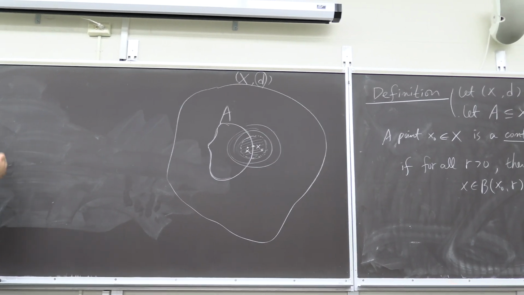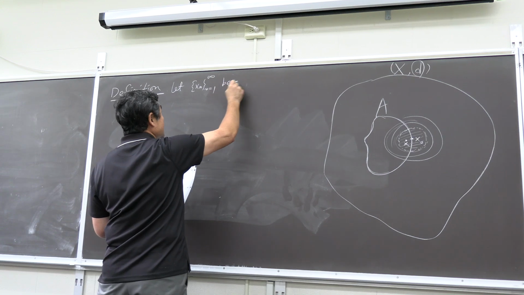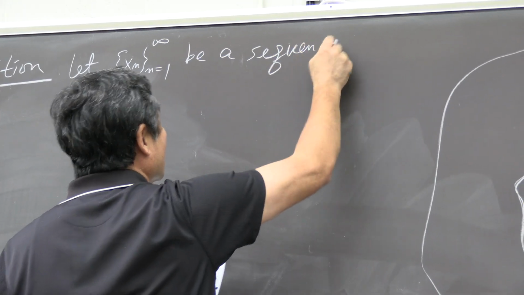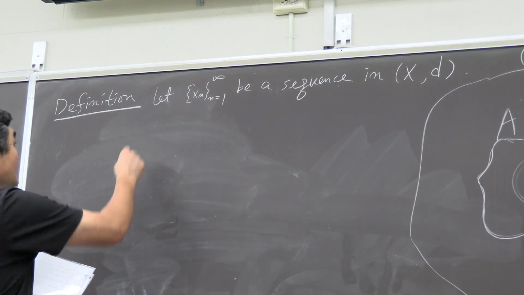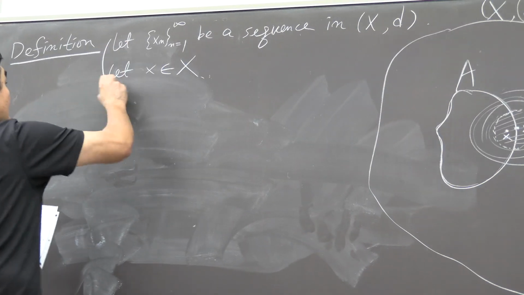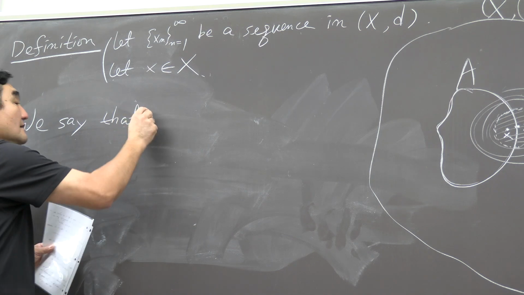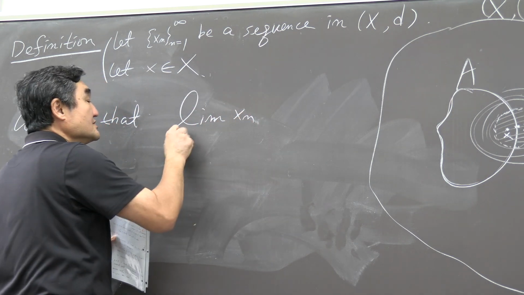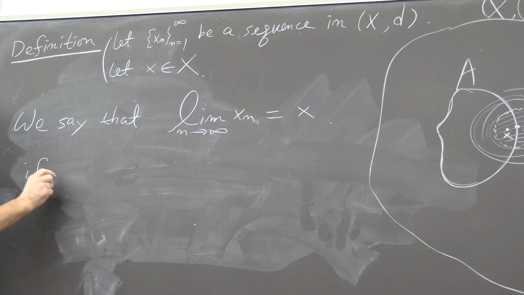That's the next definition. Let X of n be a sequence in the metric space, and let X be a point in the metric space X. Then we say that the sequence X of n converges to another element X if, epsilon n technique, we have used in real analysis. Okay?